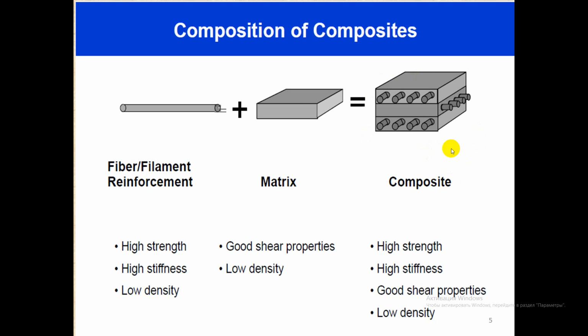So, composite. This is a material with attributes superior to either component alone. High strength, high stiffness, good shear properties, and low density.